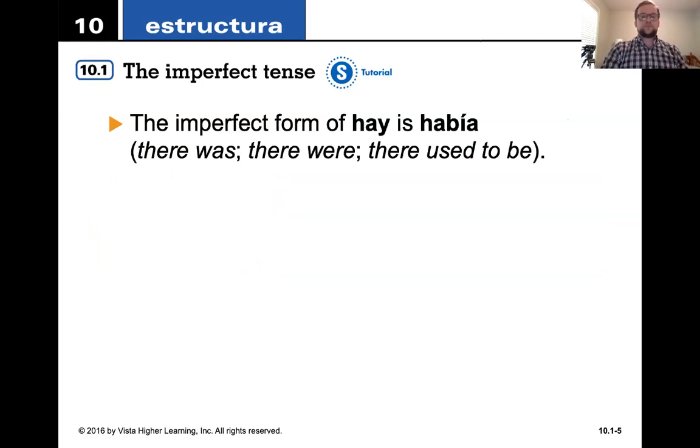So now we looked at the preterite form of hay, which was hubo, right? Hay, remember, coming from the verb haber, meaning to have, but used usually as an auxiliary. But the imperfect form of hay is había, right? There used to be, right? So you can say, yesterday there was a party, ayer hubo una fiesta, right? But if you want to use this in the imperfect, you could say, todos los sábados había una fiesta. Every Saturday there used to be a party, right? That's the difference of using hubo versus había. There was, there were, there used to be, right?